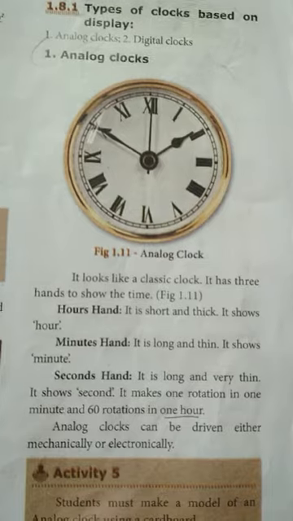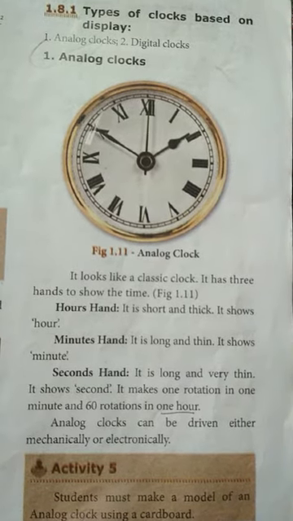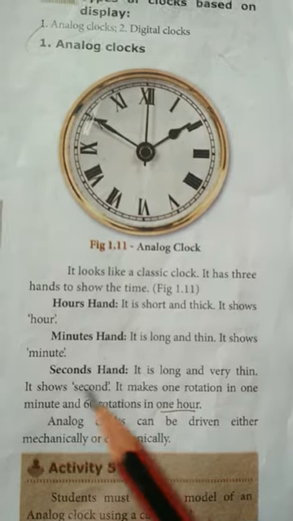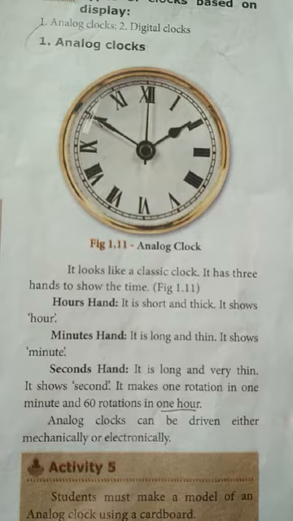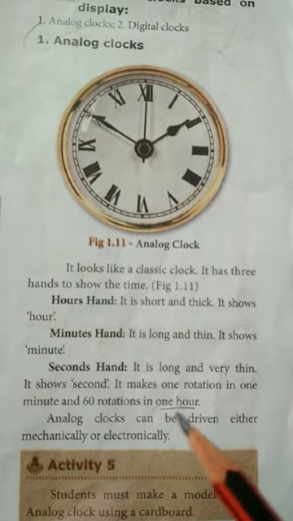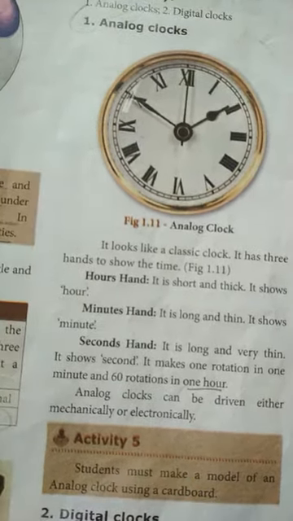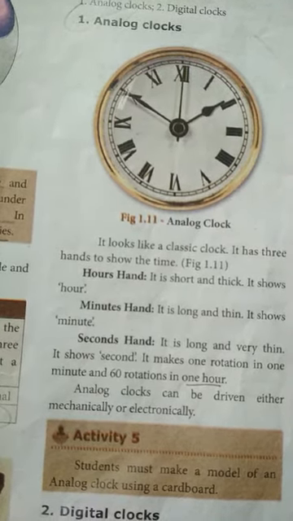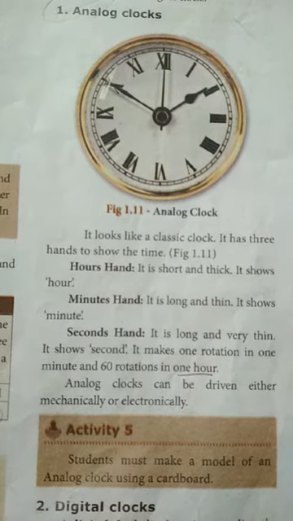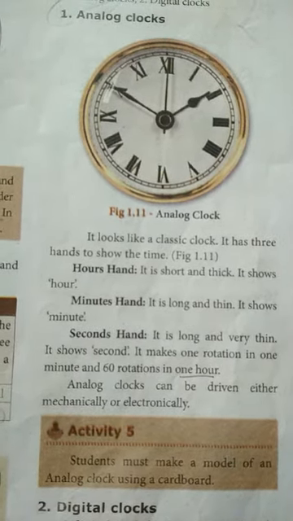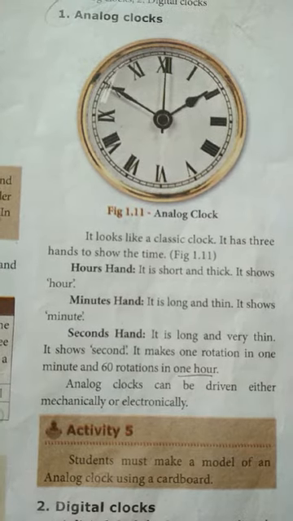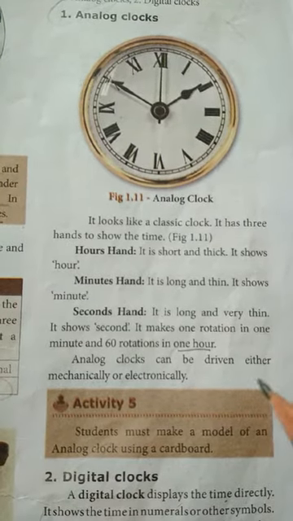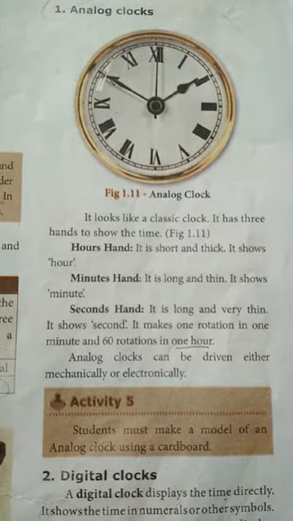Compared to the minute hand, the second hand is very thin. So it is long and very thin. It shows seconds. It makes one rotation in 1 minute and 60 rotations in 1 hour. That means if the second hand starts from 12 and comes back to 12, completing one rotation, it refers to 1 minute. And 60 rotations refer to 1 hour. Analog clocks can be driven either mechanically or electronically.